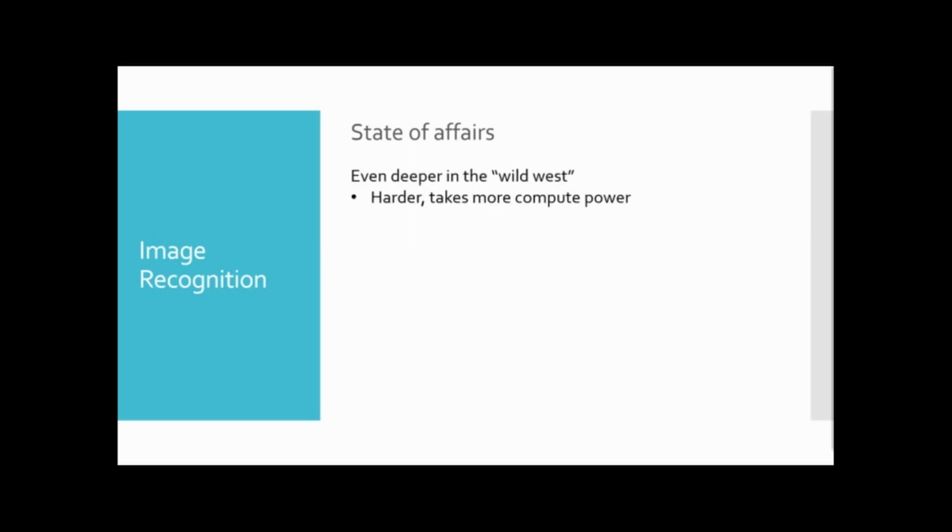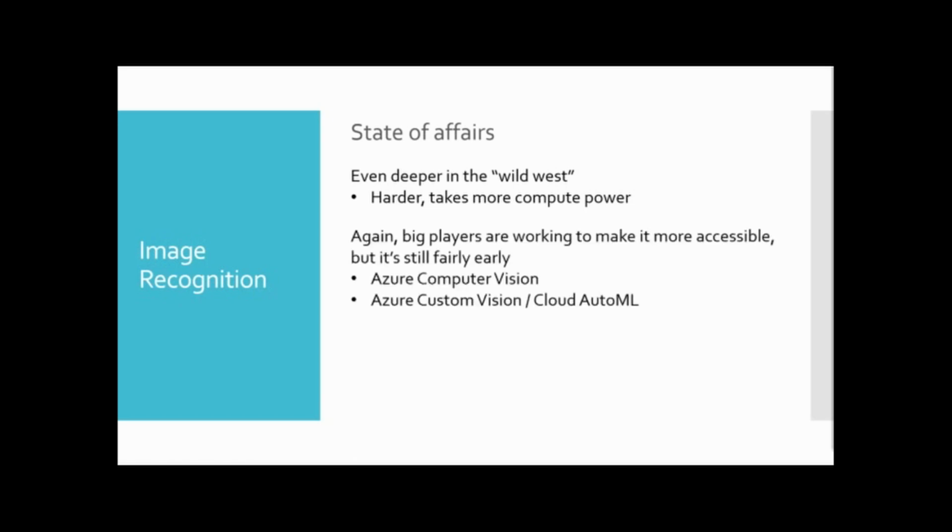All right, so the state of affairs of image recognition: we're even deeper in the Wild West than we were with machine learning in general. The reason is that, like I said, it's harder. It takes more compute power and it's more expensive, so you have fewer people doing it. But the big players are working to make it more accessible and more affordable for us. Again, transfer learning makes a huge difference for that. It is fairly early; some of these products are still in preview, still in beta. But there are a couple of examples that are really handy that you can use today.